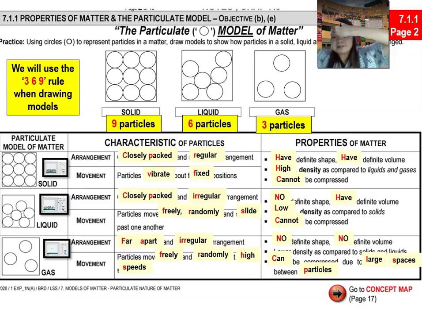Now, the ability to push the particles close together is known as compress. So if you can push the particles close together, that means you can compress it. Therefore, gases, because of the large space that exists between the particles, can be compressed.